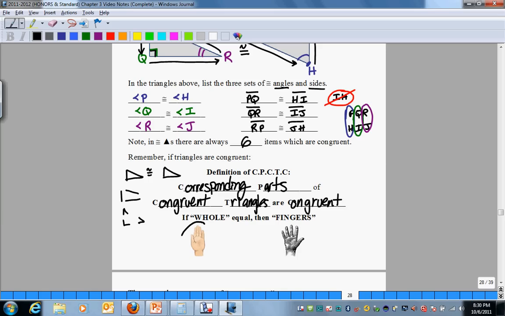If you were to say you had 2 congruent hands, if the hands are congruent, then we can say the parts of the hands are congruent, which would be the fingers. If the whole is congruent, then the parts of the whole are also congruent. Again, the more technical name for that is corresponding parts of congruent triangles are congruent.